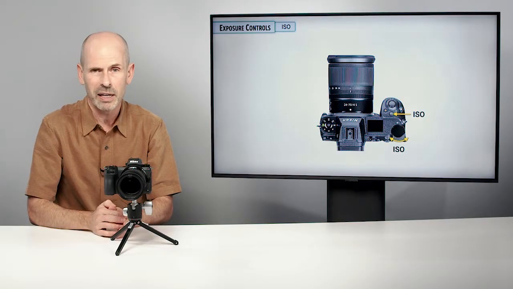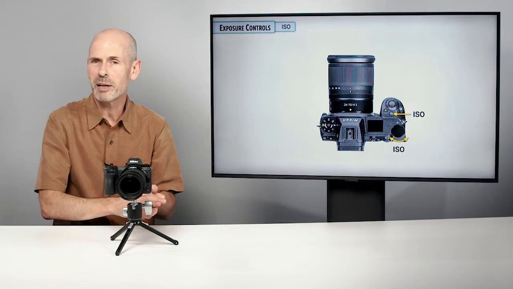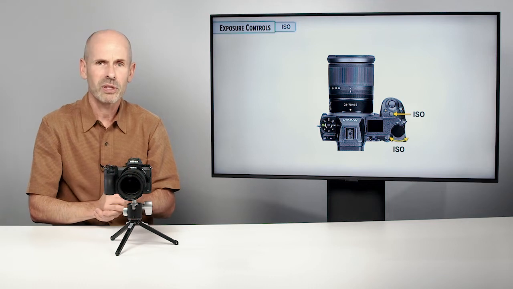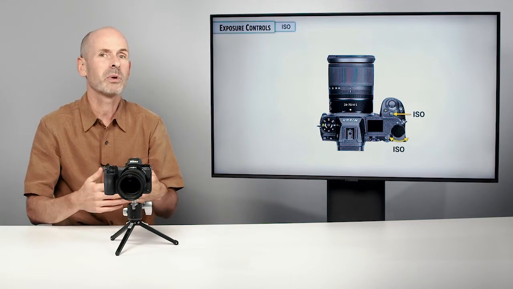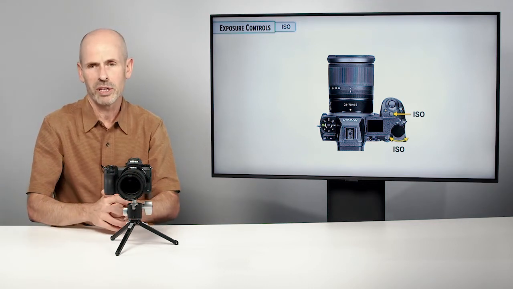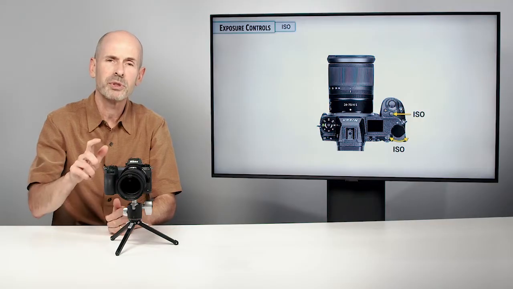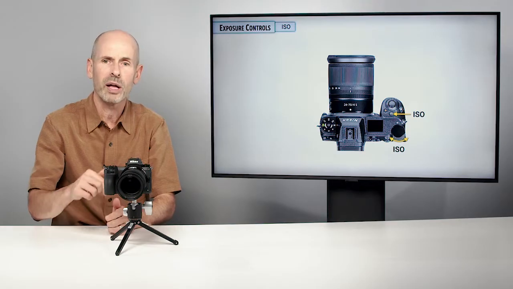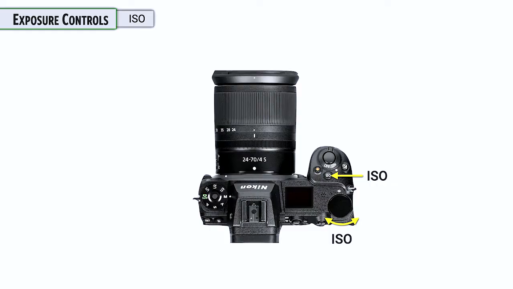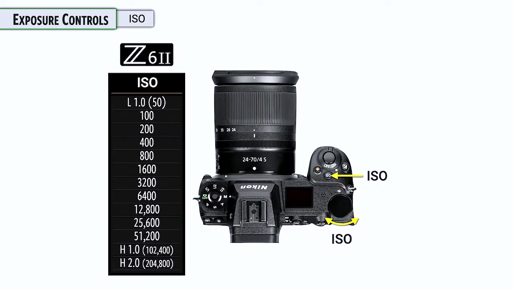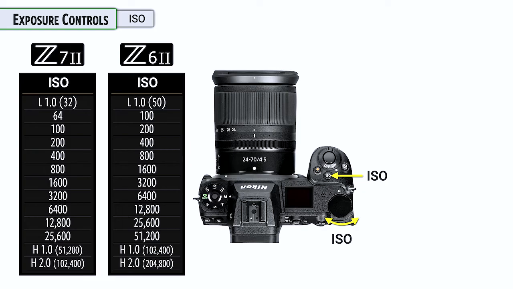It's kind of like the different types of speed films we had back in those days. And so this allows you to make that sensor a little bit more sensitive to light or less sensitive. And the main control is by pressing down on the ISO button. Remember, you have to keep your finger down on it while you're turning the dial on the back of the camera. Now, this is where the Z6ii and the Z7ii are slightly different.